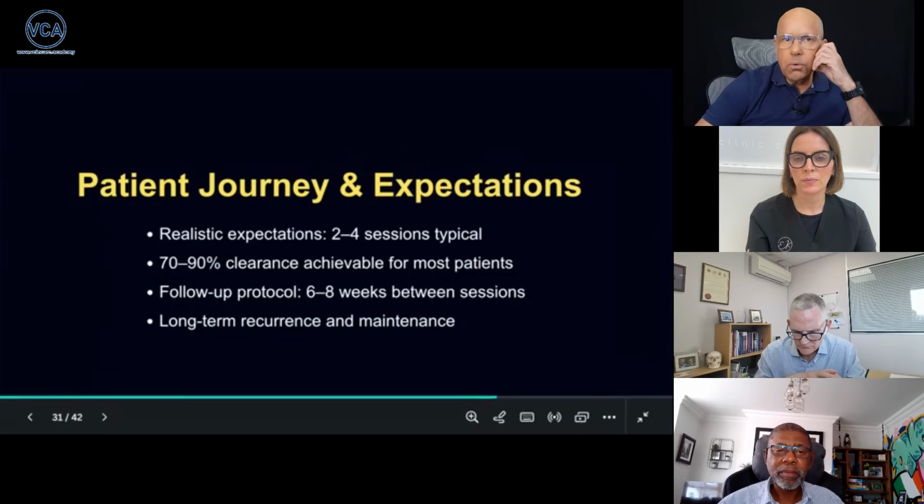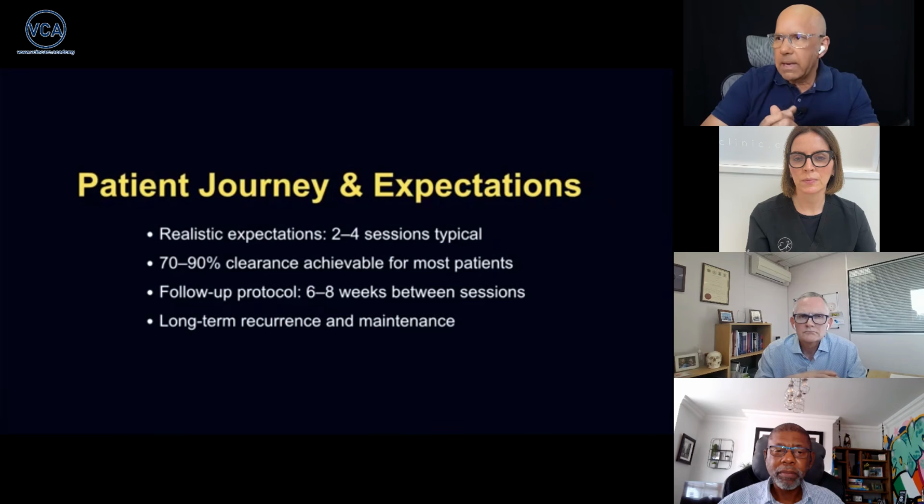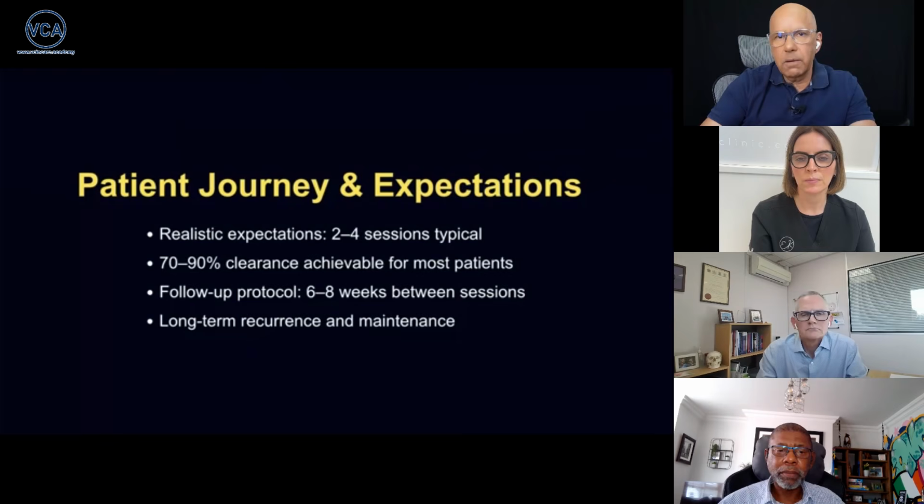It's very important to talk about the patient journey, what they can expect, what the realistic expectations of outcomes are going to be, and whether we can clear all their veins, whether we're going to give them blemish-free legs, or whether it's going to be an improvement. And we need to talk about how many visits, the costs, and the long-term risks of recurrence and maintenance treatments.